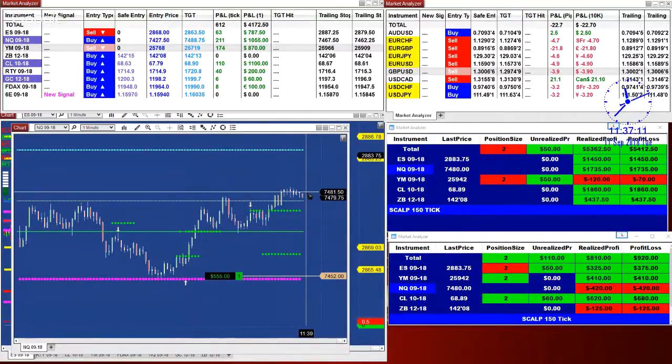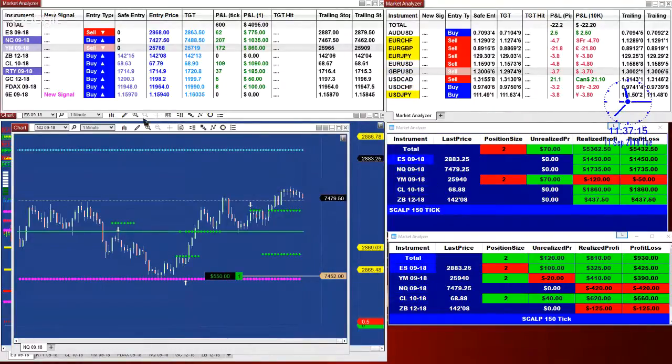We have a new signal on the 6E. If somebody traded the 6E, we have a new signal, and the entry is buy 0.6940, target 0.6030. So we should have this one here also on the euro dollar.